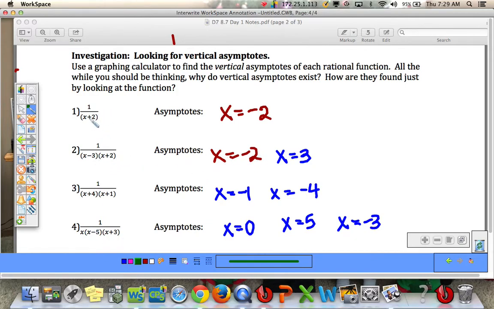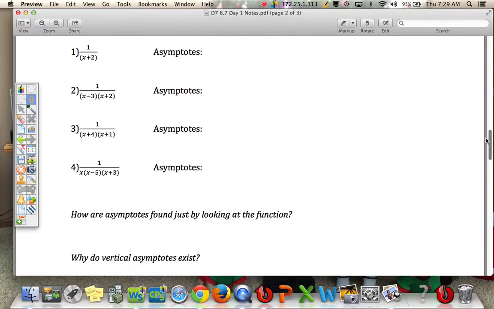So what is the 0 of x plus 2? It's x equals negative 2. What makes x minus 3 0? A 3. What makes x plus 2 0? A negative 2. What makes x plus 1 0? A negative 1. What makes x plus 4 0? A negative 4. What makes x 0? 0. What makes x minus 5 0? 5. And what makes x plus 3 0? A negative 3.